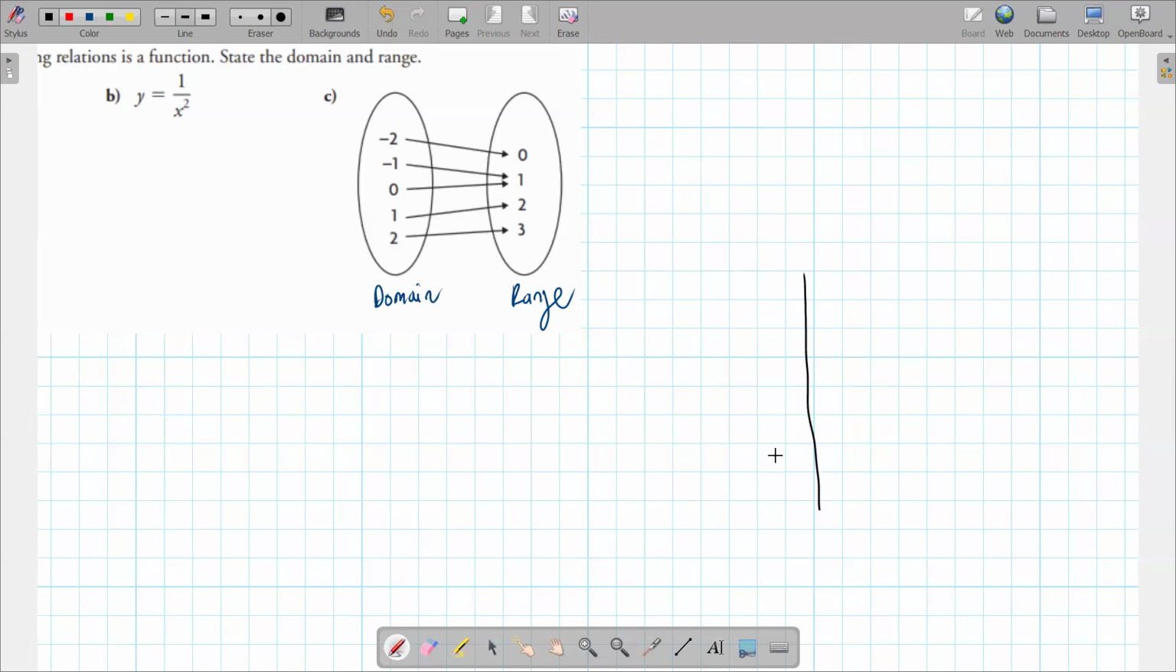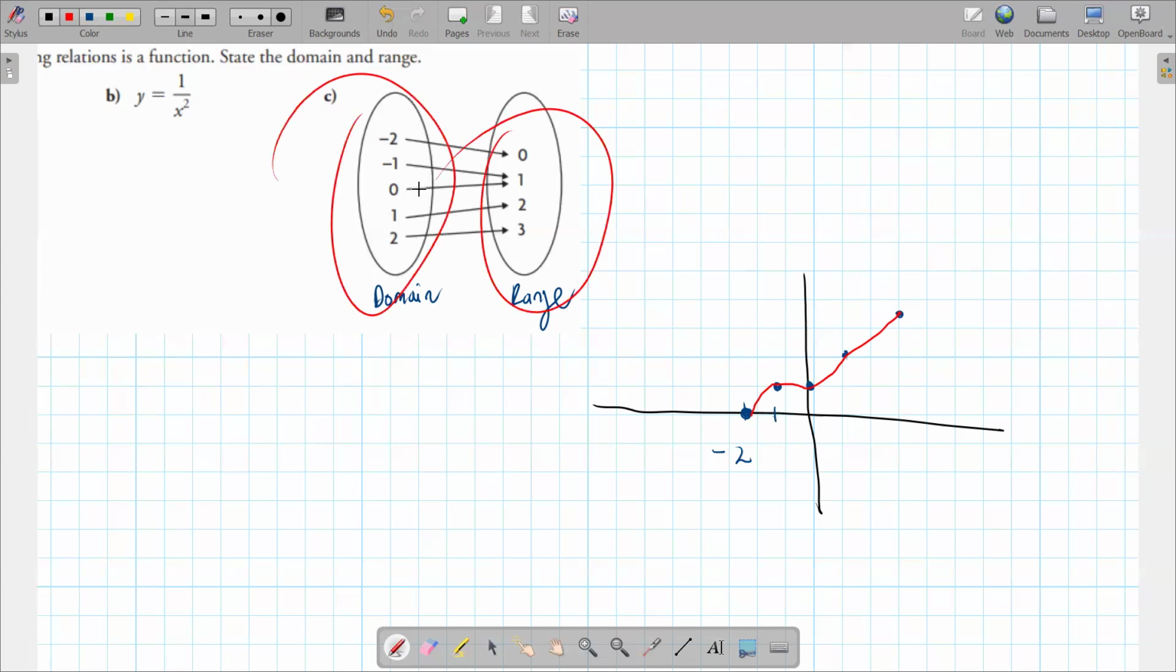So what we can do is we can straight up plot those points. So the first point is -2, 0. So right there. The next point is -1, 1 here. Next point is 0, 1 here. 1, 2 here. 2, 3 here. So it looks like our curve, when you connect the dots, looks something like that. Is that a function? Yes, it is, right? And easy as that. So the domain are these numbers, the range are these numbers.